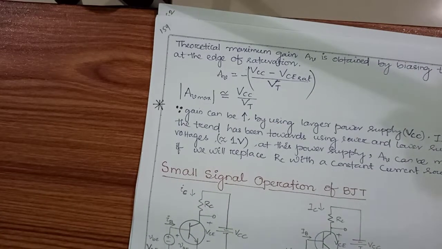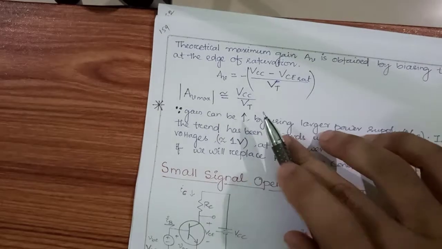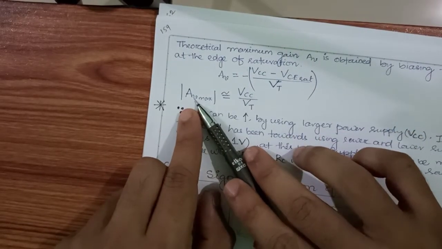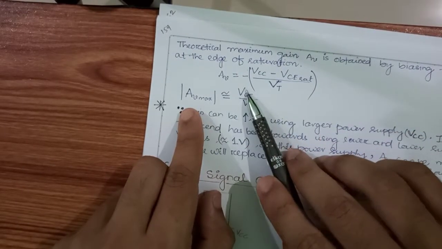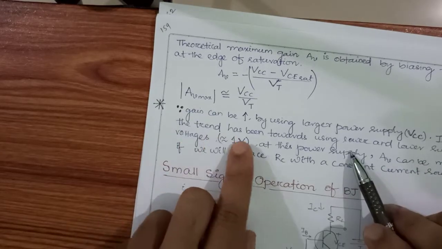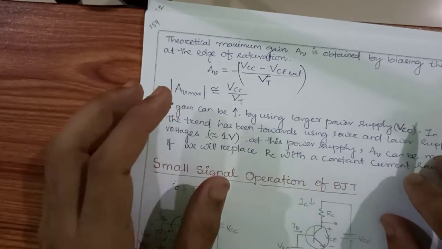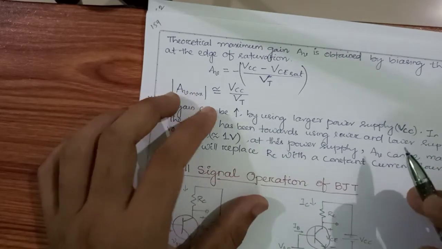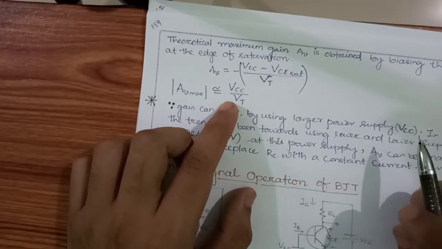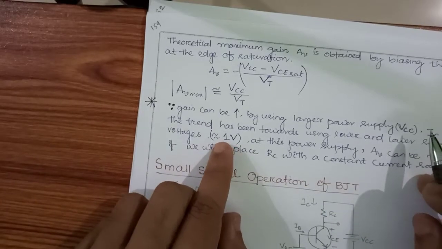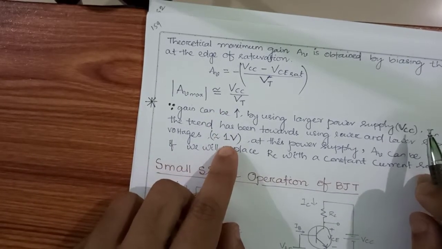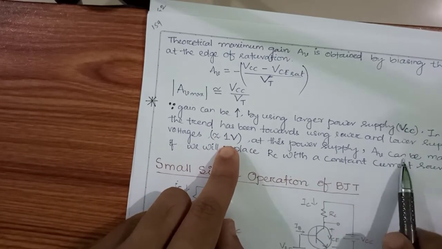So this is one point I just wrote to remember, that our gain can be increased by using a larger power supply. So what I am getting? If I want to increase my gain, I have to increase my BCC. But in fact the trend is towards using lower and lower power supply. Everywhere in new technology we are trying to use less power supply and get maximum output, that is, using a very small power supply, like 1 volt. So at this power supply our AV can be maximum.